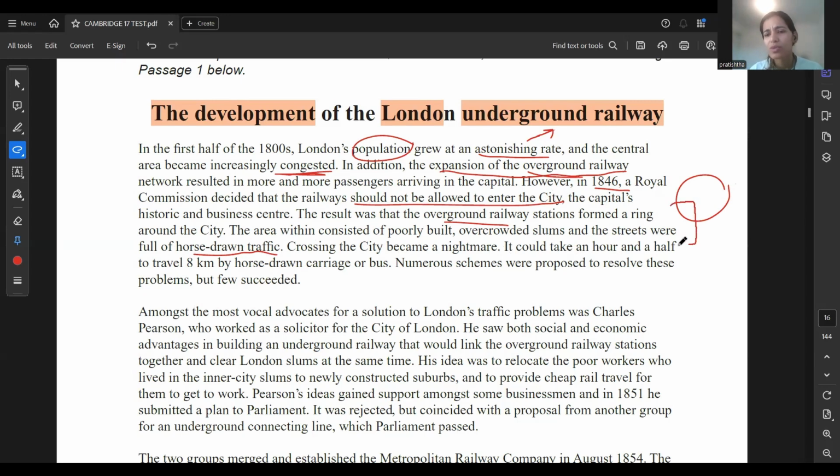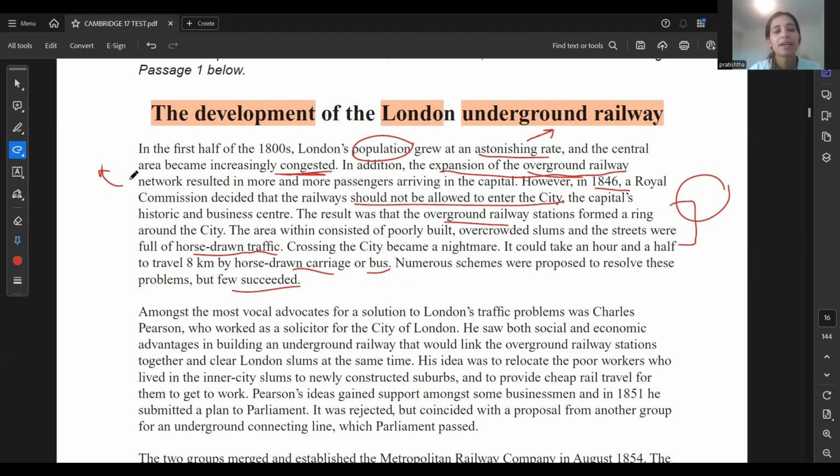So basically the whole situation was explained: more and more people were coming into London Central, and that is why a lot of slums were there. People started creating slums, people started creating temporary houses, right? Just so they could be nearer to the city. It could take an hour and a half to travel 8 kilometers by horse-drawn carriage or bus. So carriages were there at that time, and small buses were there, which were not really advanced. So it took hours. Numerous schemes were proposed to resolve these problems, but few succeeded. So a lot of schemes were proposed, but none of them really succeeded.